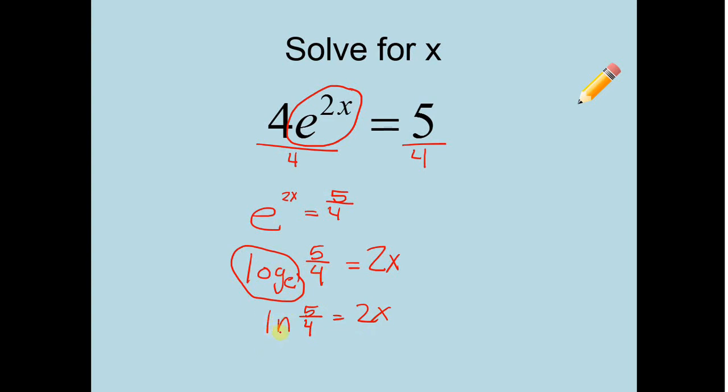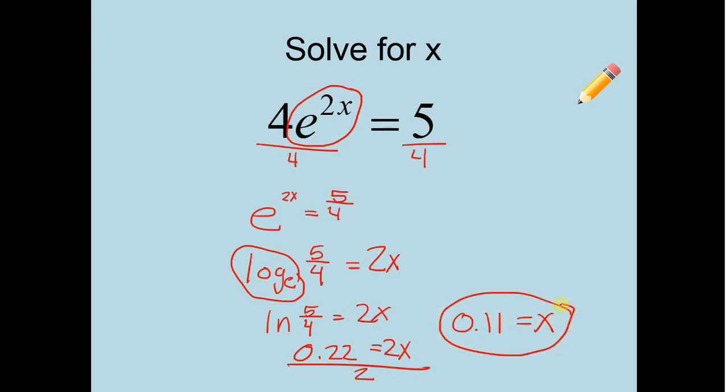So then ln of 5/4, if you type that into your calculator quick, you should get 0.22 roughly after rounding. Divide by 2 to get x alone, so 0.11 equals x. And that does check out as well.